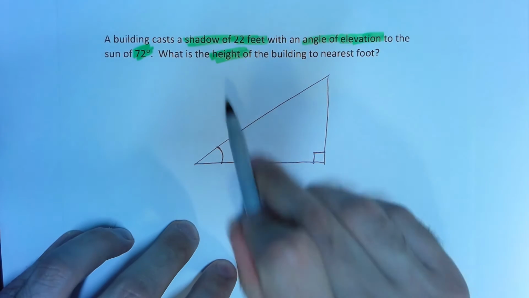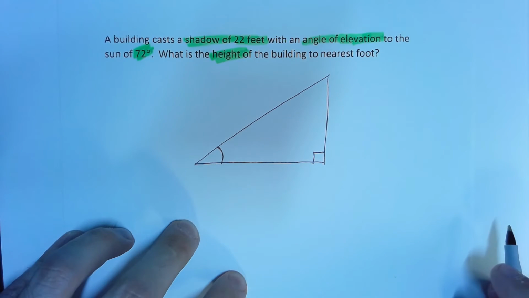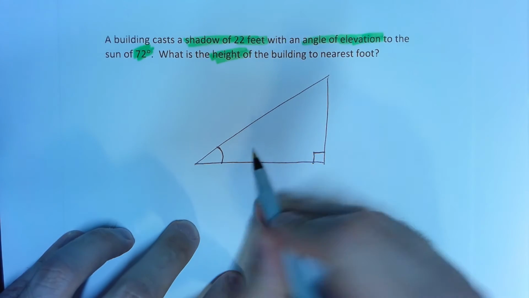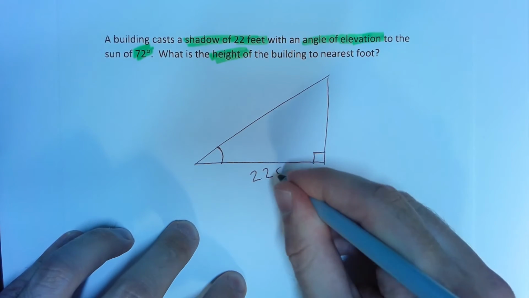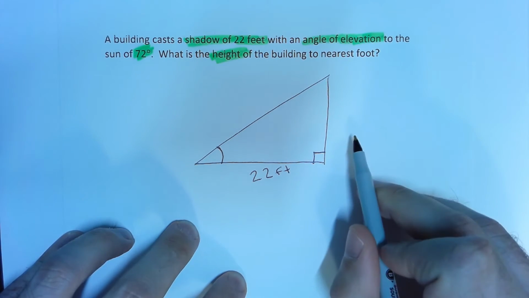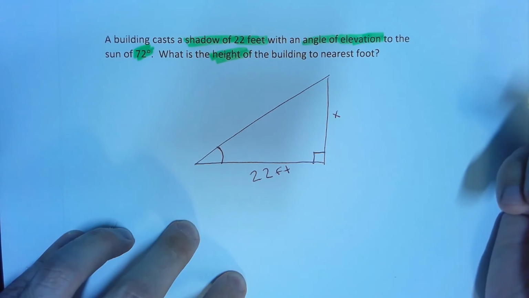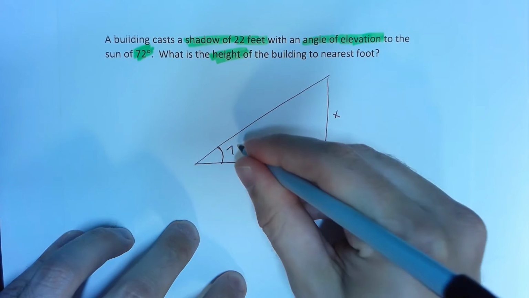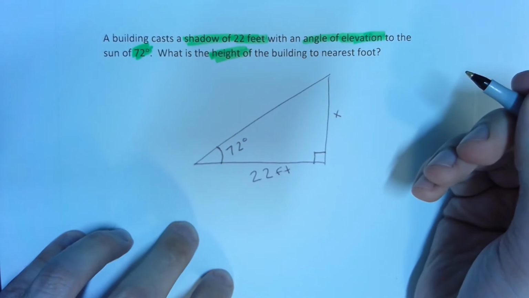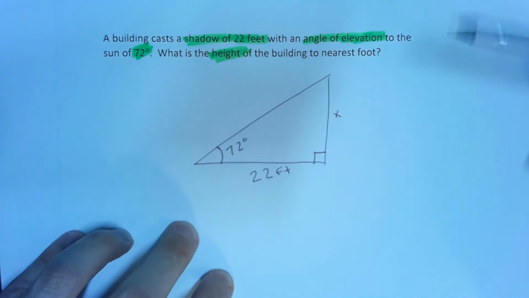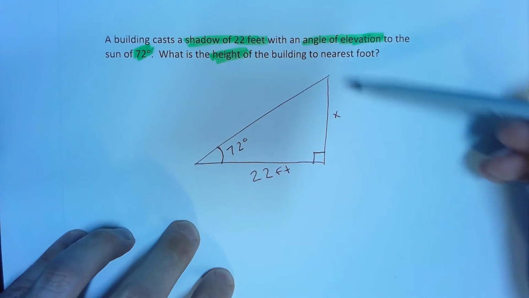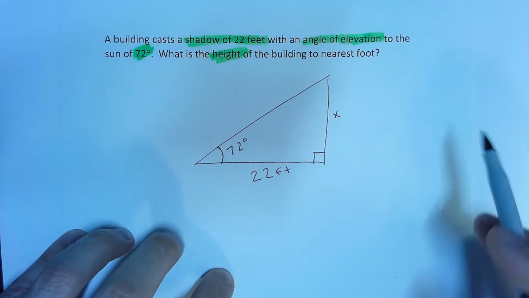And then we're going to label this information that we gleaned from the prompt. So we've got the shadow itself is 22 feet. Our goal is to find the height, so let's just put a variable there. Let's go x. And then the angle of elevation we knew was 72 degrees. And from that point on, we don't necessarily need to look back at this prompt. We've got all the information that we need right here.